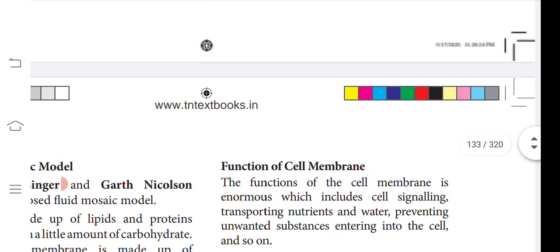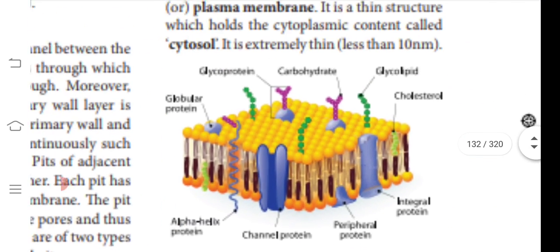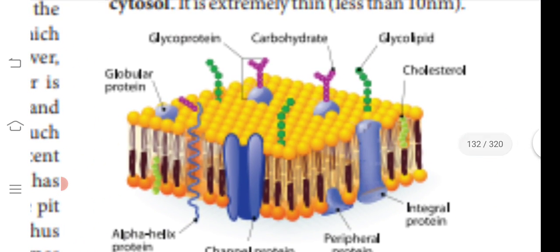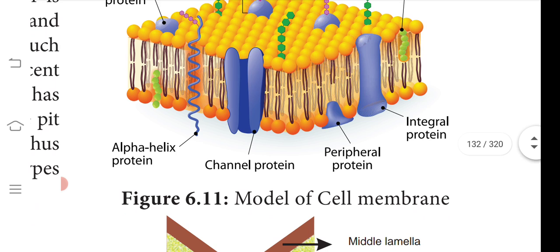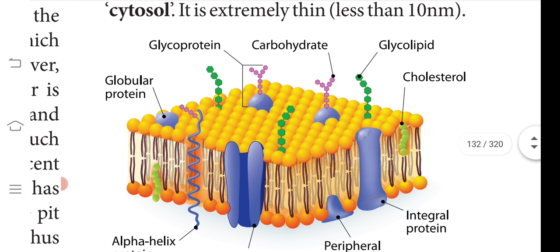For your homework, please draw this fluid mosaic model in your classwork. Mention the name of the lesson, write the date, and give the heading: model of cell membrane, fluid mosaic model. Then draw this diagram and label the parts in your classwork.